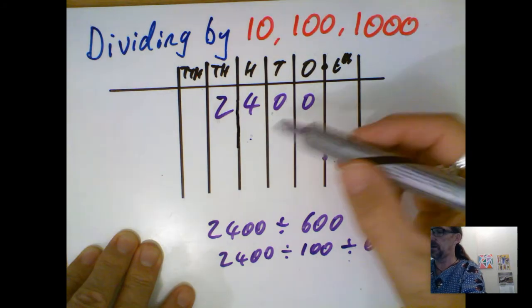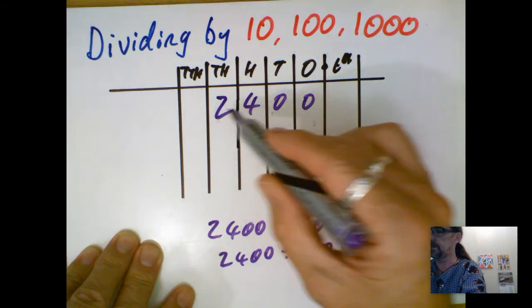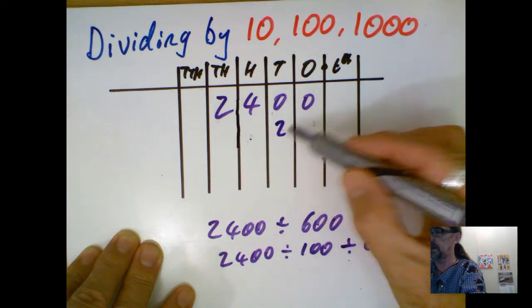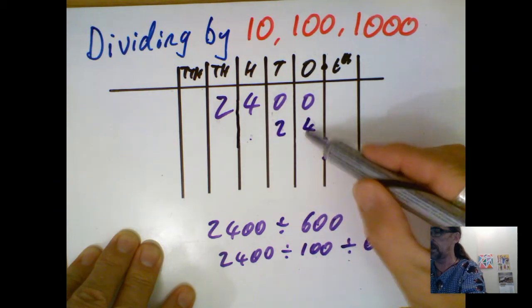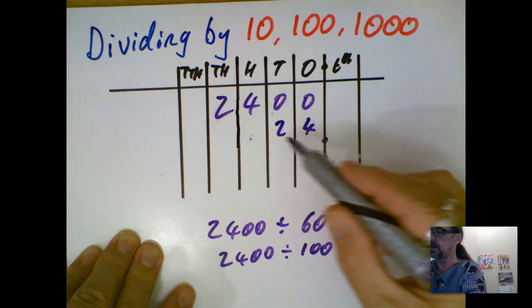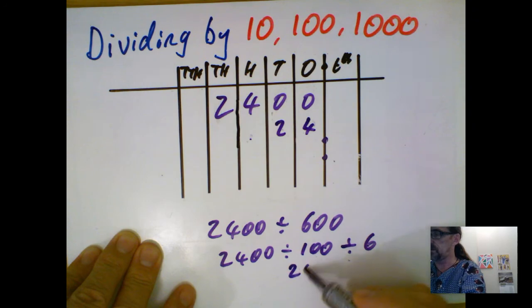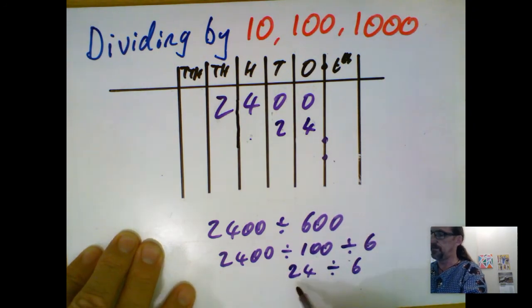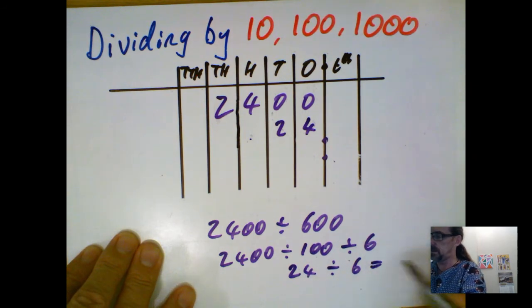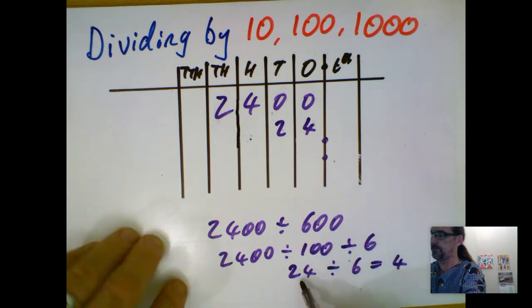2,400 divided by 100, 2 places to the right. So the 2 goes 2 places to the right. The 4 goes 2 places to the right. And I don't need the zeros. So it's 24. Oh, and this is really lovely, isn't it? Divided by 6. 6 fours are 24. So this is 4. Because 6 times 4 is 24.